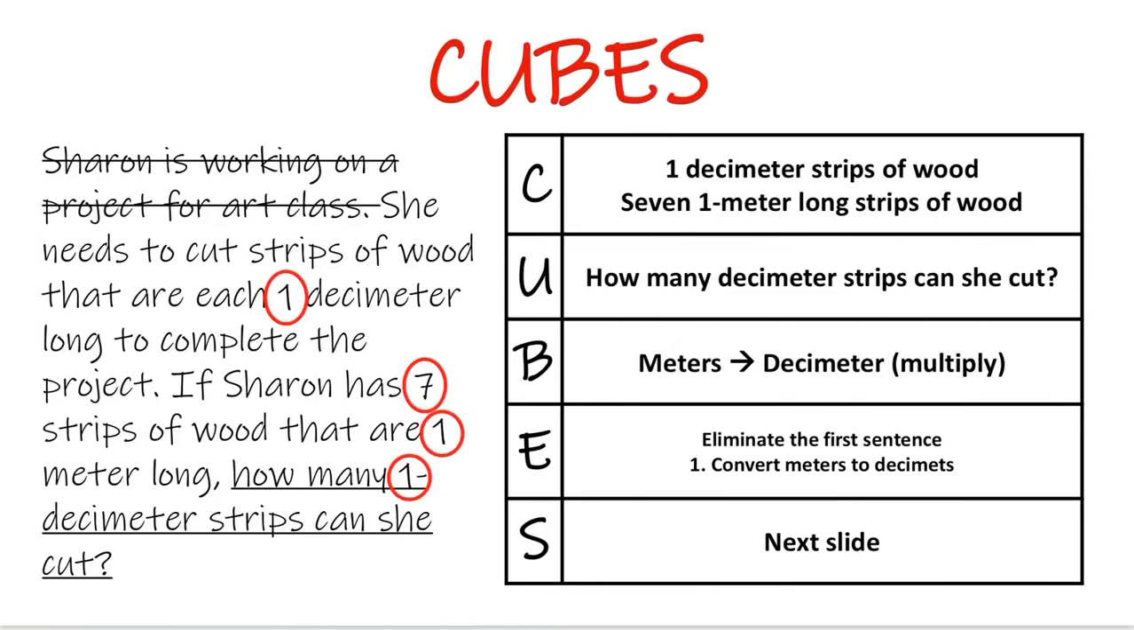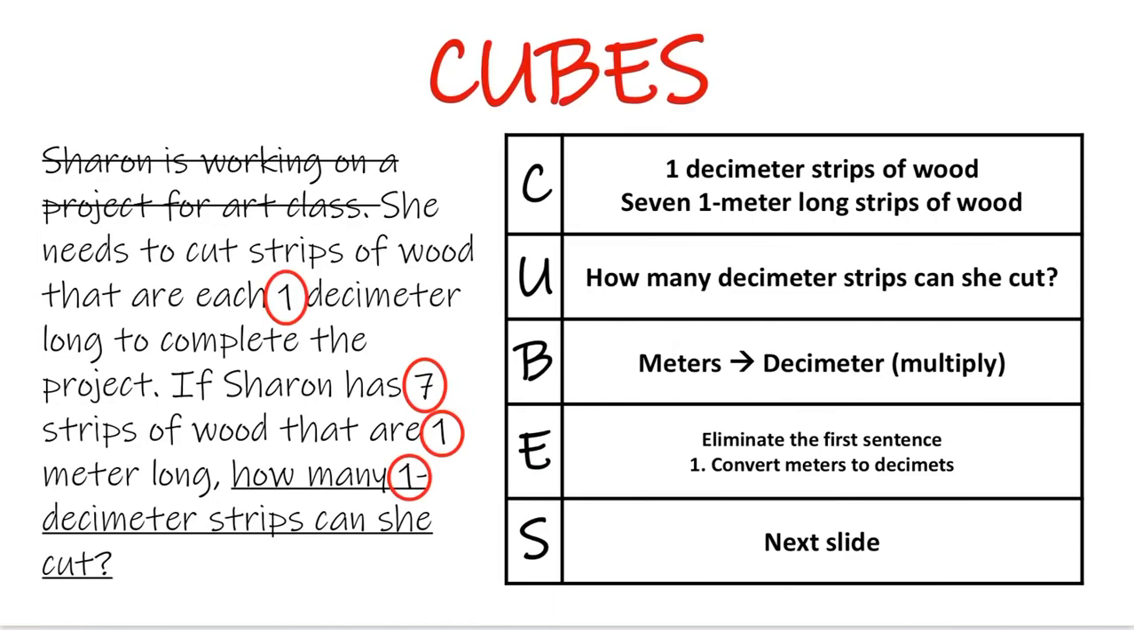Okay, we're going from meters to decimeters, so we're going to be multiplying, right? Because we're going from a larger to smaller unit. There's going to be a lot more decimeters in the end. Okay, eliminate the first sentence. Sharon is working on a project for art class. It gives us background, but it doesn't help us on getting an answer or solution to the problem.